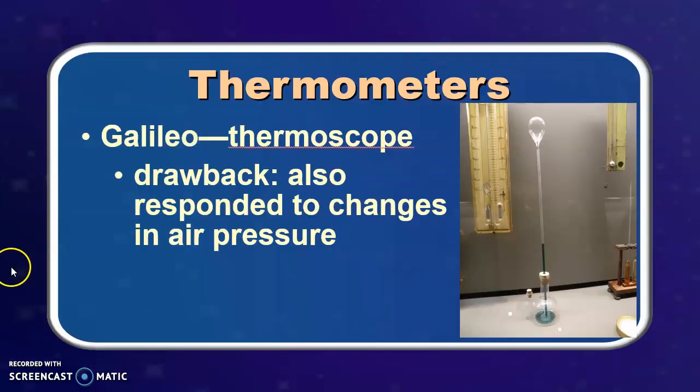Okay, here we go. Since materials expand in proportion to temperature change, they provide a way of measuring temperature. Galileo used this property of expansion to make his first known thermometer. He called it a thermoscope, and this is a picture of a thermoscope. It was based on the expansion of air.